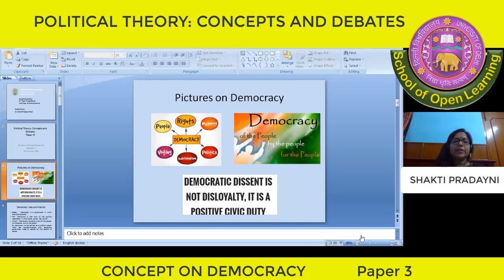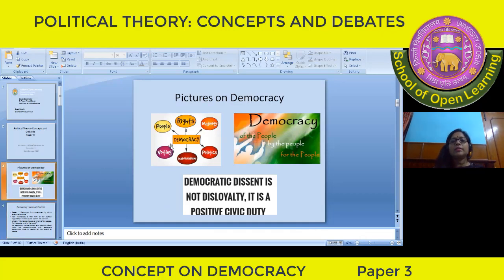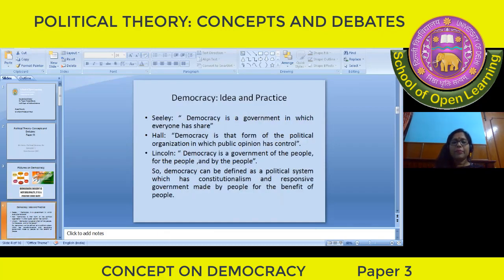It is in paper 3, political theory, concepts and debates. Now we are going to discuss how political science evolved and how the idea of democracy evolved, what aspects are there in democracy, and how democracy is a very relevant subject in day-to-day activity, along with being a government or a governing mechanism.